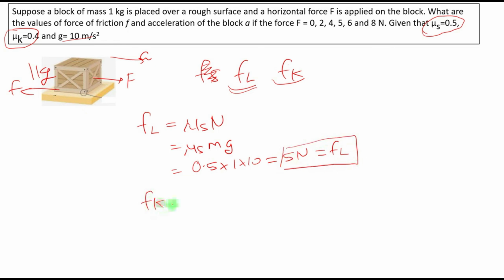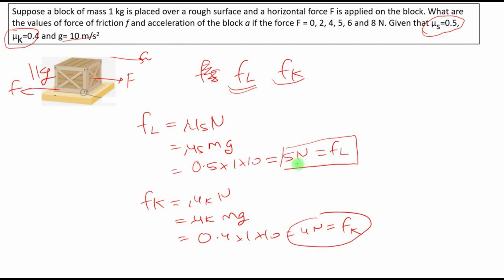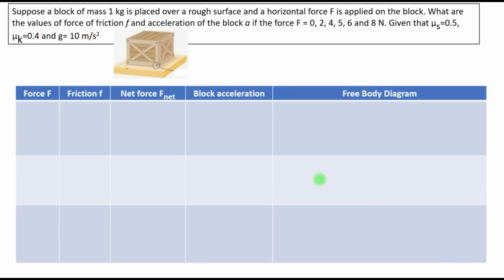Now we find Fk, that will be equal to μk times the normal reaction, μk times mg. μk is given as 0.4, mass is 1, g is 10. So we get 4 newtons. This is the value of kinetic friction. As you can see, the limiting friction is always greater when you compare it with kinetic friction. Now these two values we will require to solve the question. So we will solve for this question depending on forces. In the first case, the applied force is 0 newtons.